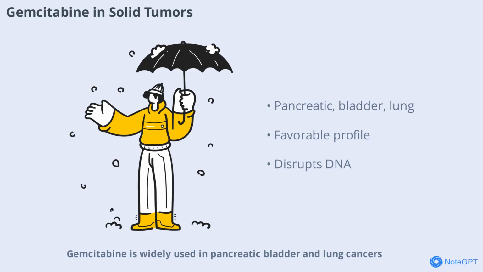Gemcitabine is widely used in pancreatic, bladder, and lung cancers. Its favorable toxicity profile and effectiveness make it a popular choice. Gemcitabine disrupts DNA synthesis, slowing tumor growth and improving patient outcomes.